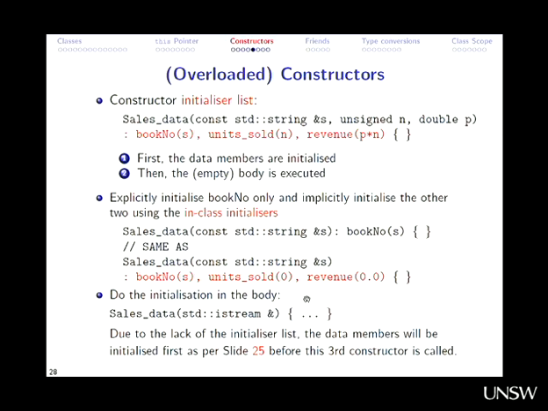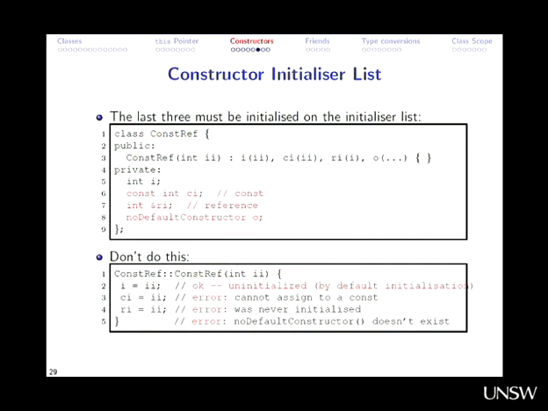And the third way of doing constructors is still to do your old-fashioned style, the way it would look if you've done Java or Python. But, as I point out, due to the lack of an initializer list, the members are going to be initialized before the body of this constructor is called, and that can cause problems, as we're about to see. If we have some members that are const, or references, or have no default constructor, they have to be defined on the initializer list.